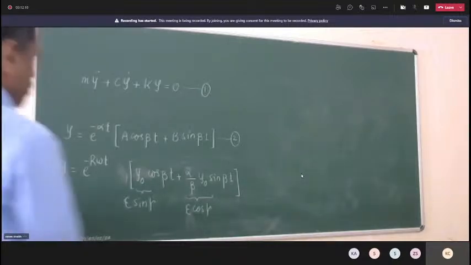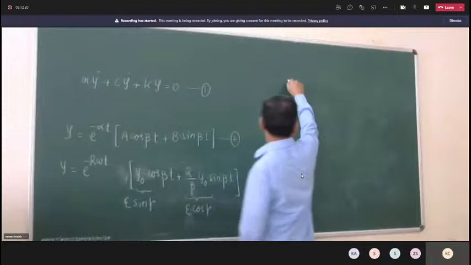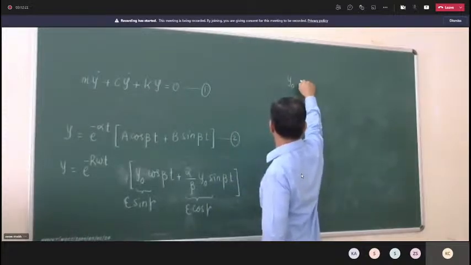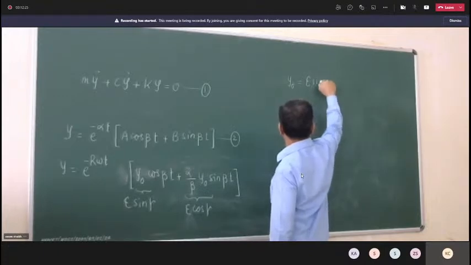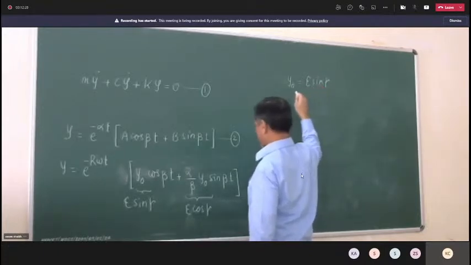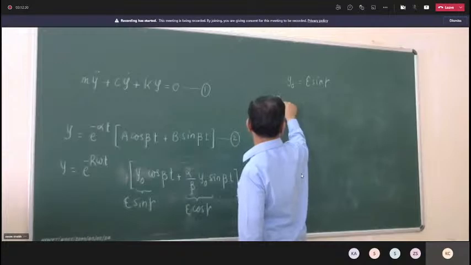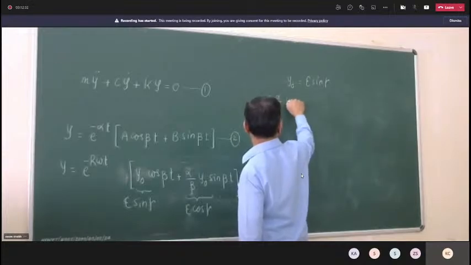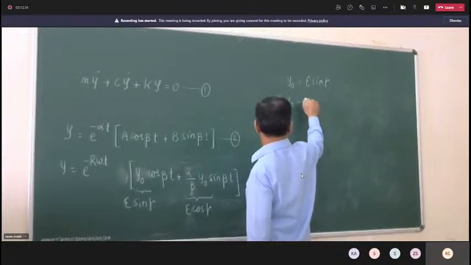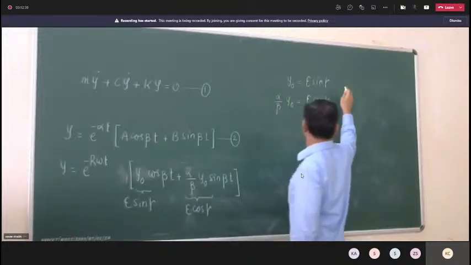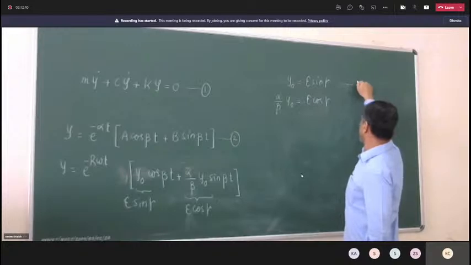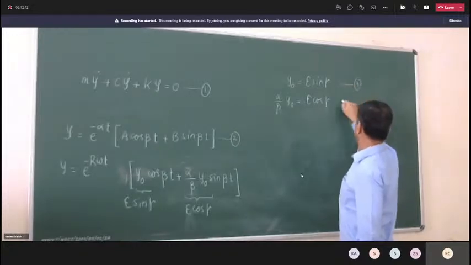You can say, substitute now. y0 is equal to E sin gamma, and alpha upon beta y0 is E cos gamma. Let me call this equation 3 and this is equation 4.